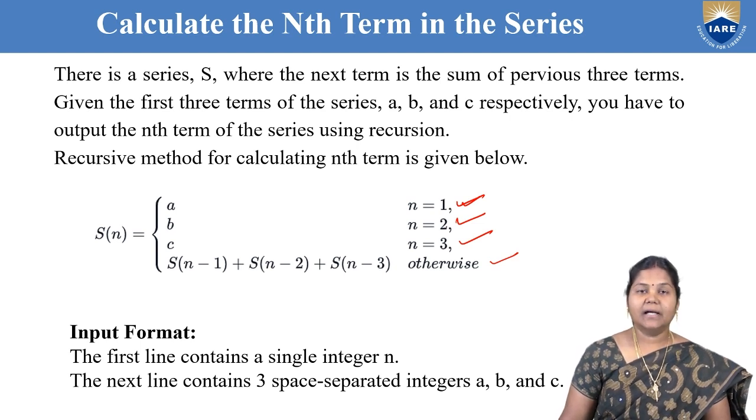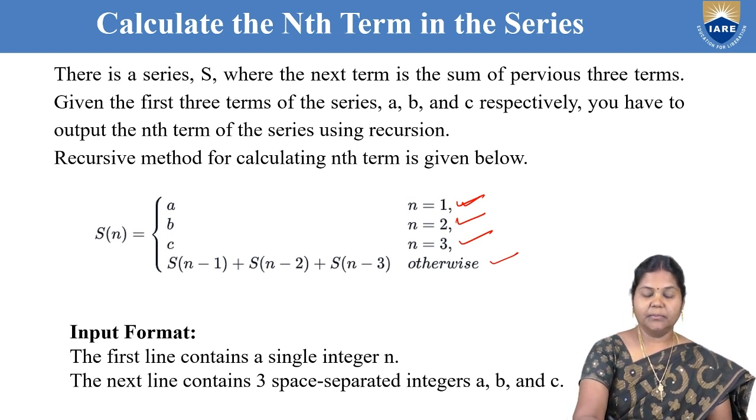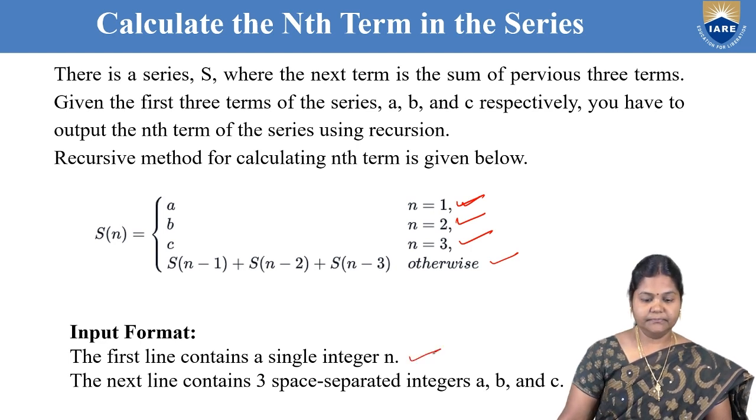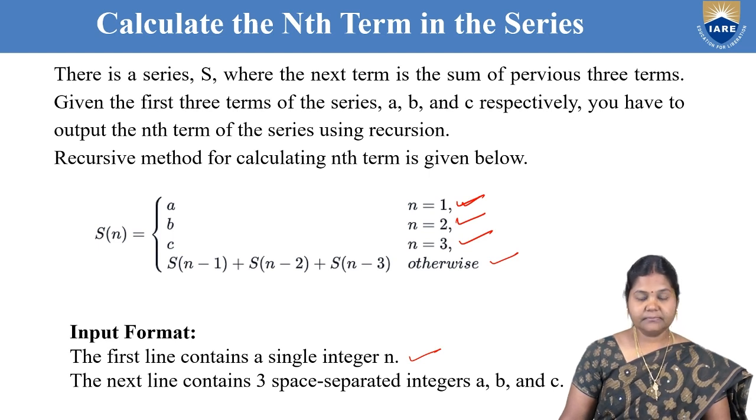Now, let us see how to compute the nth term in the series. For that, first, what input format do you have to follow? The input format is: the first line contains a single integer n, and the next line contains three space separated integers, that is the values of A, B, C. By taking the values of A, B, C, we are going to compute the nth term in the series. Now, let us start the program.